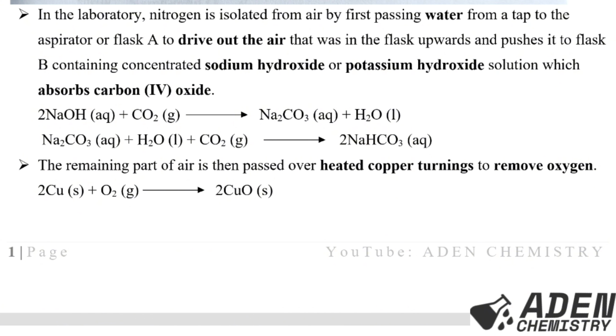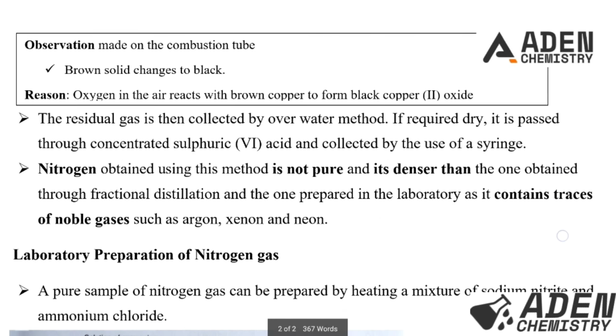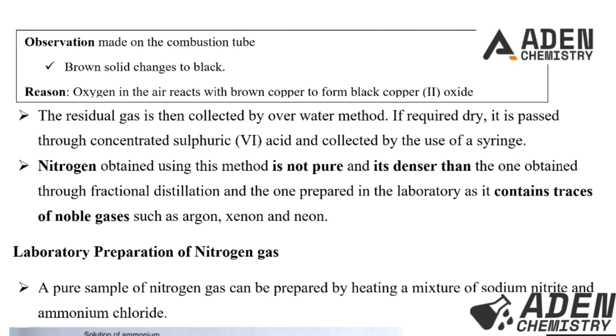Next, we have the observation made in the combustion tube, and we see the brown solid changes to black. The reason is that oxygen in the air reacts with brown copper. Remember, the color of copper is brown, to form black copper(II) oxide. That means copper(II) oxide is black in color. And the residual gas is the remaining gas. So what have we removed now? We have removed carbon dioxide, and it was sodium hydroxide which removed the carbon dioxide. We have also removed oxygen. It was copper turnings which removed the oxygen.